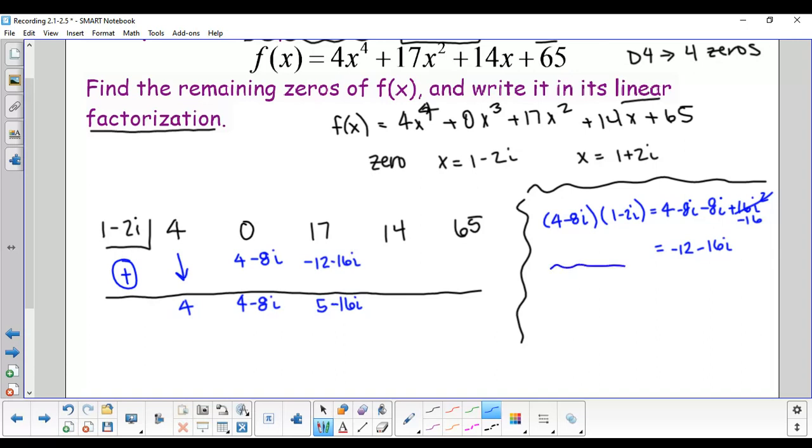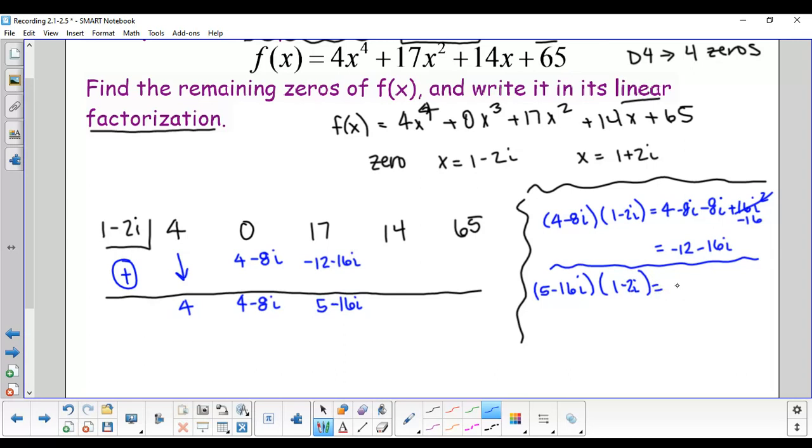Now you might say, Miss Vernon, this is going to take forever. The first time around, it does take a little bit, but you're going to see that it gets much easier very quickly. So again, we're going to take that answer times the number on the shelf. So we have 5 minus 16i times 1 minus 2i.